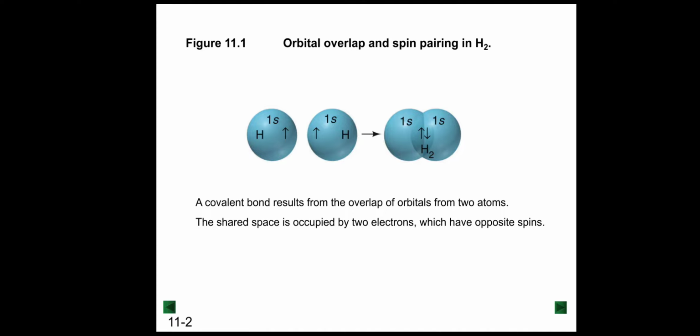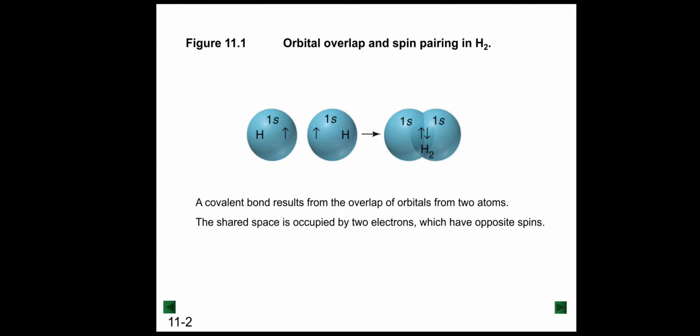Now, in these two hydrogen atoms, you can see the hydrogen atom has one electron in the 1s orbital. Similarly, the other hydrogen atom also has one electron in its 1s atomic orbital. These two s orbitals of the two hydrogen atoms overlap to form a molecular orbital. A covalent bond results from the overlap of orbitals from the two atoms.